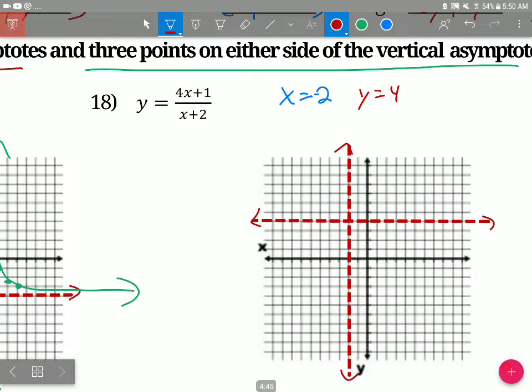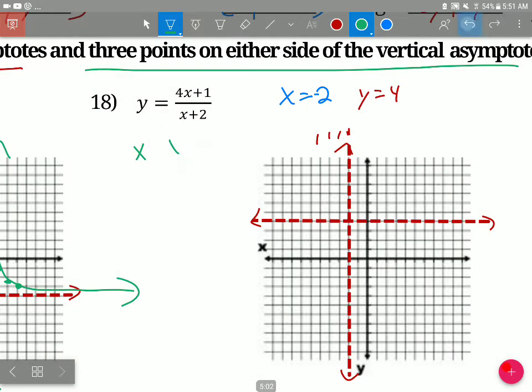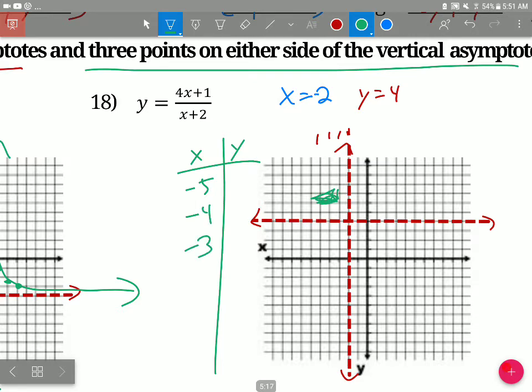So my asymptote's at -2. So I'm going to pick 3 to the left. X, y. How about -5, -4, and -3? That'll be the 3 points to the left right here. And then 1, 0, and 1.